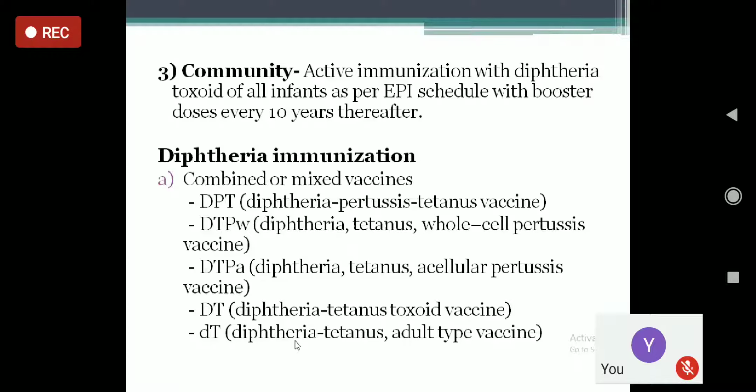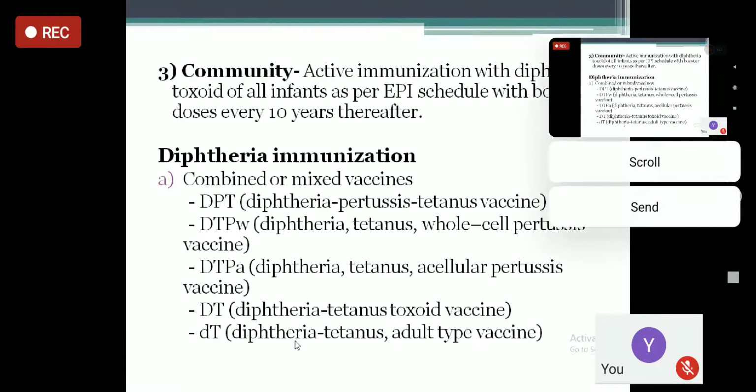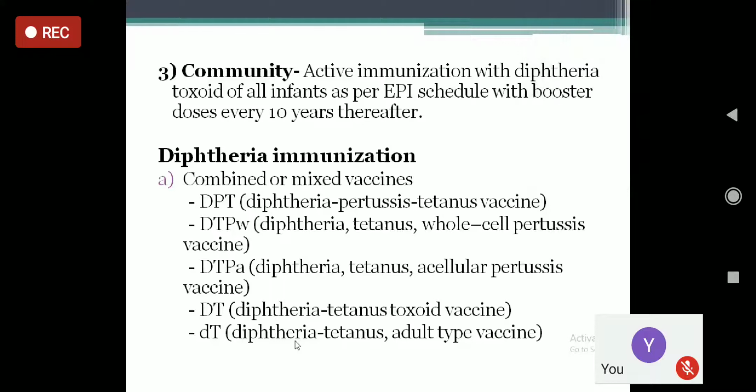It is not given in the book in this form, like DPT, DTPw. DTPw means diphtheria, tetanus, and small w stands for whole-cell pertussis vaccine, and DTPa, diphtheria, tetanus, small a stands for acellular pertussis. So there are different types of pertussis that are included, like whole-cell pertussis, and the acellular pertussis vaccine is added to diphtheria and tetanus. And the last two are only DT.